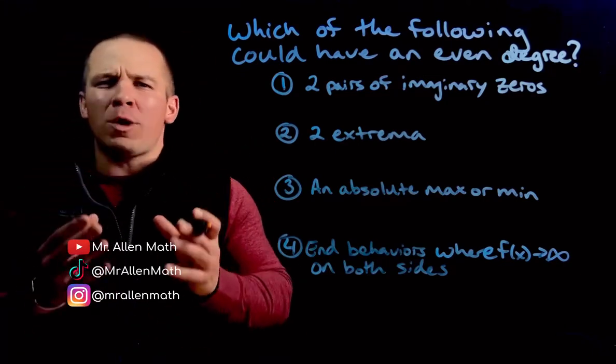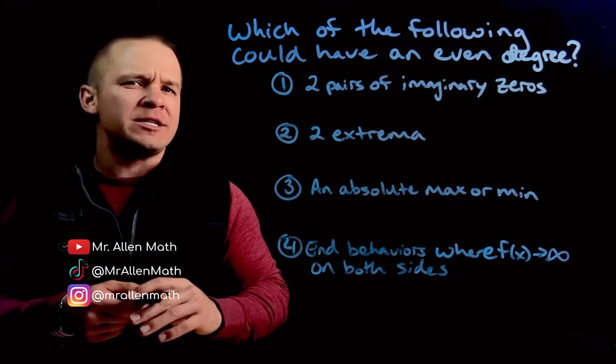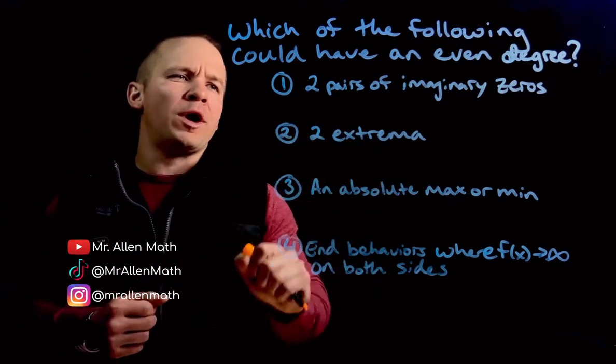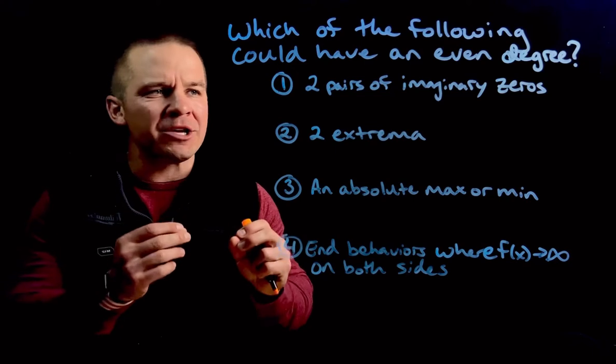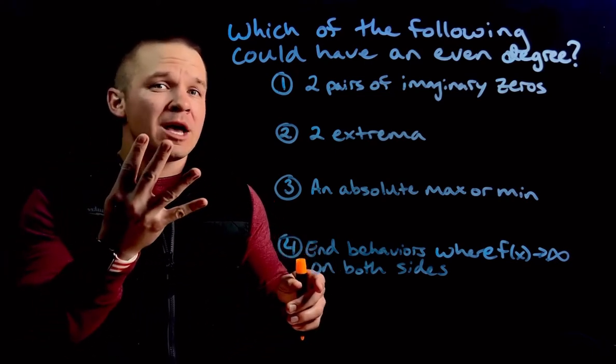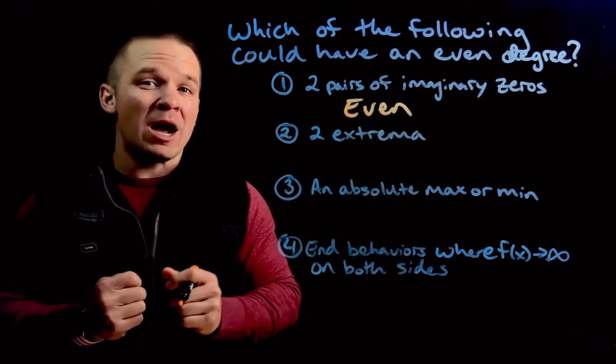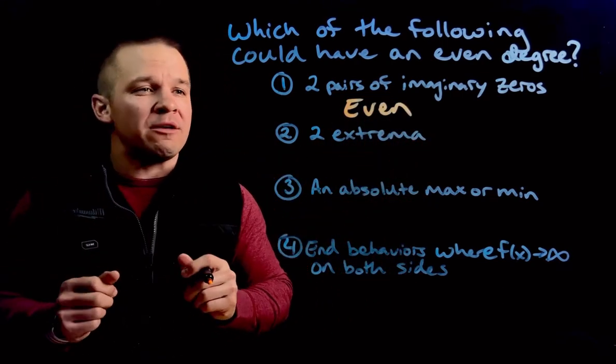We got ourselves a few questions about whether or not something can be an even degree function given certain criteria. So let's take a look at option 1 here. 2 pairs of imaginary zeros. That would mean 4 imaginary zeros. And that most definitely could be an even degree function, right? With no other information, it very well could be even.